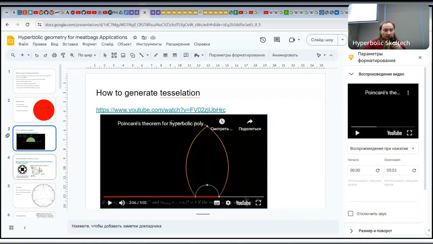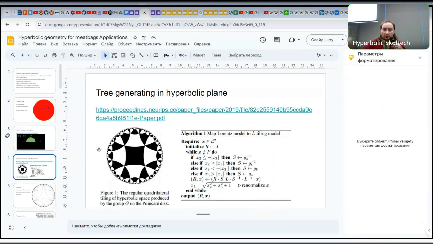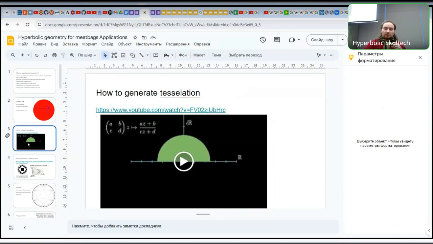Okay. So let's move on. Actually, there was an article about generating such embeddings of trees into the hyperbolic plane or hyperbolic spaces.